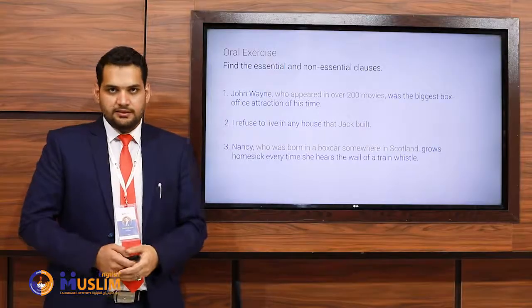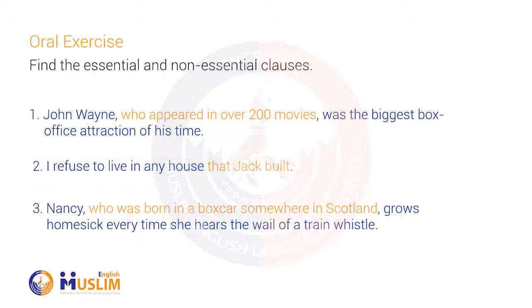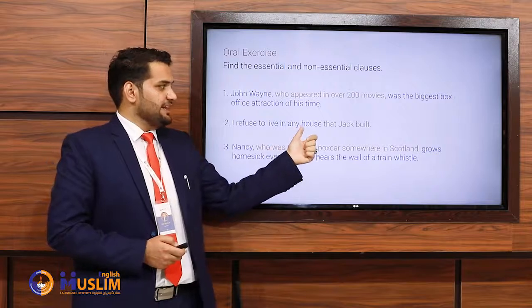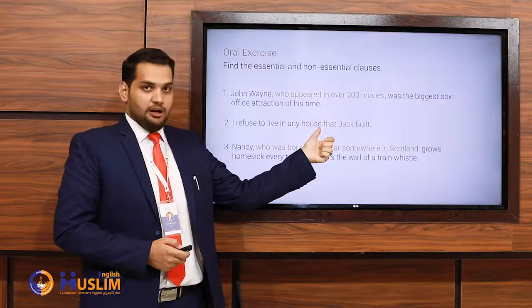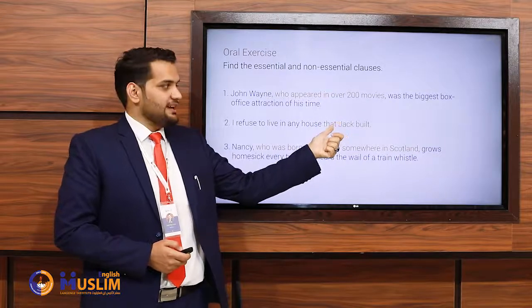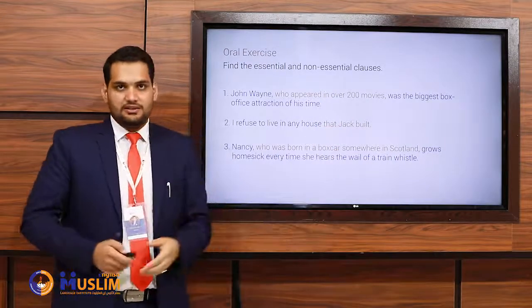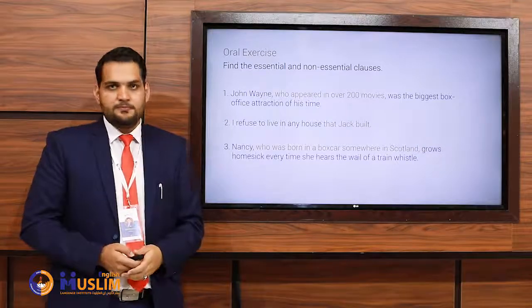Let me tell you the answers. Number 2, I refuse to live in any house that Jack built. Here, the antecedent is house. It's a common noun. We don't have commas. That's why we can say that this adjective clause is essential or restrictive.